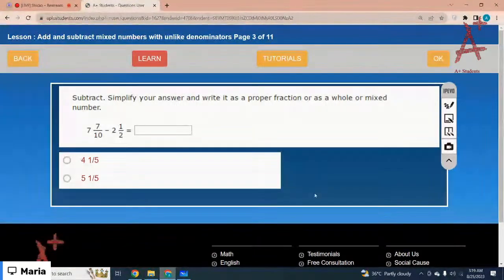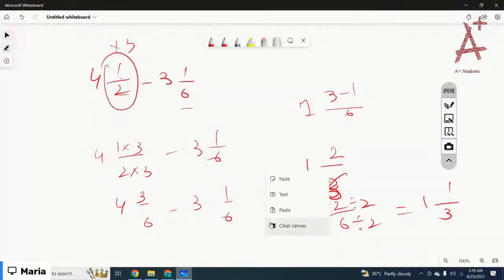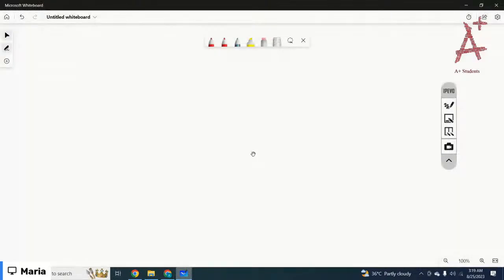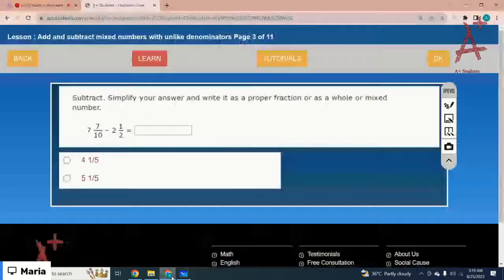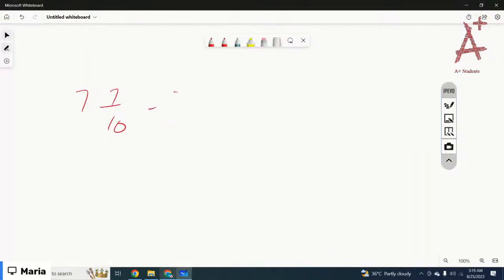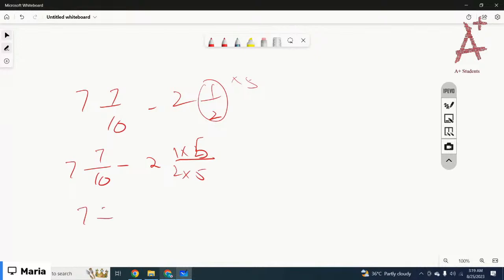The next one is 7 whole 7 over 10 minus 2 whole 1 over 2. Okay, first of all, you have to make the denominators same, right? So 2 times 5 makes 10, so you have to multiply this fraction by 5, right? It would be 7 whole 7 over 10 minus 2, 1 times 5 divided by 2 times 5, right?